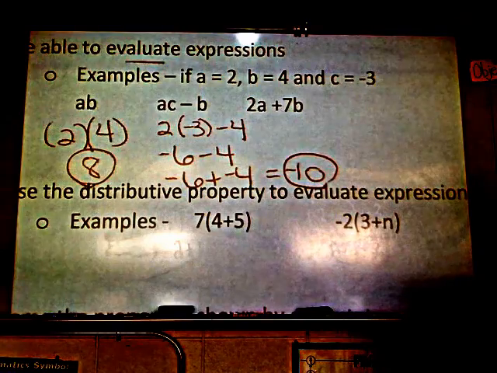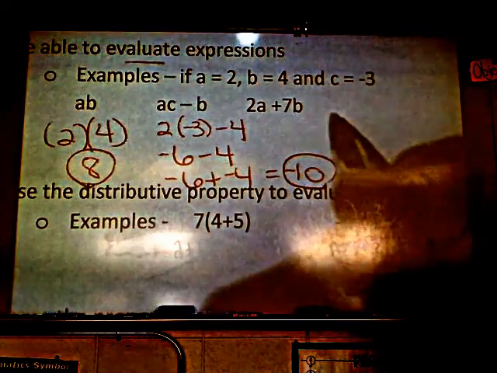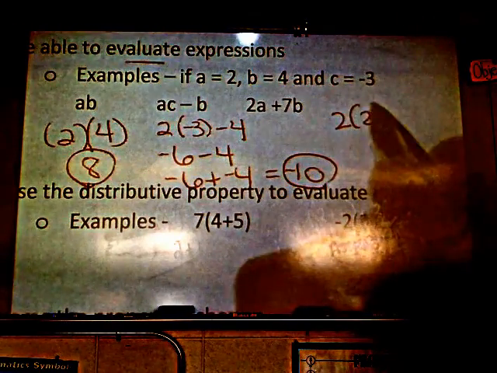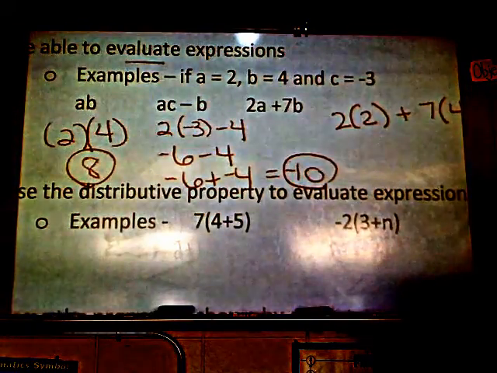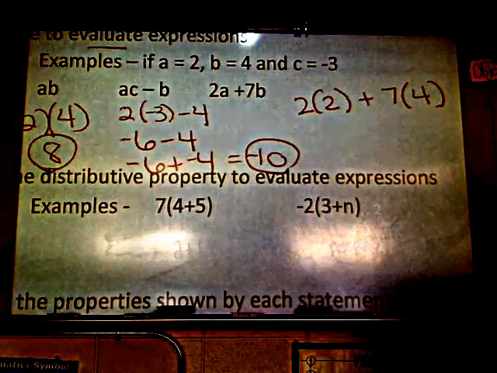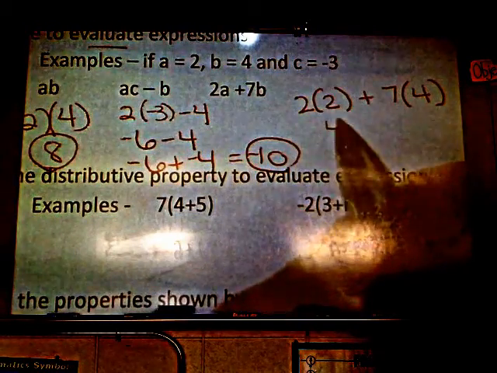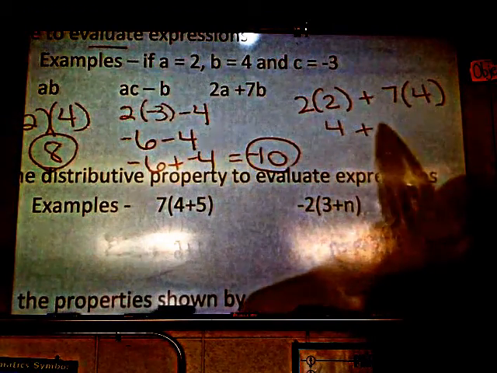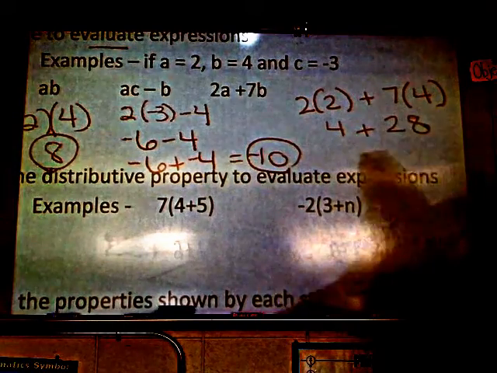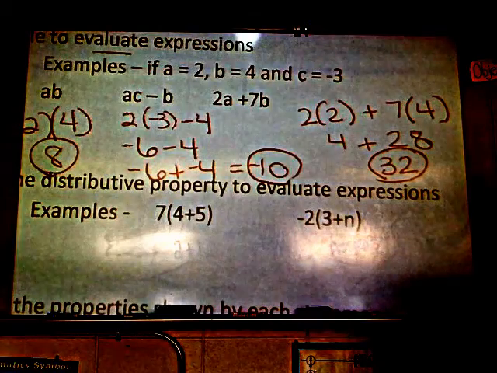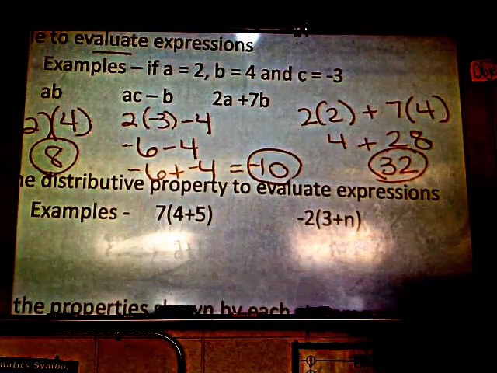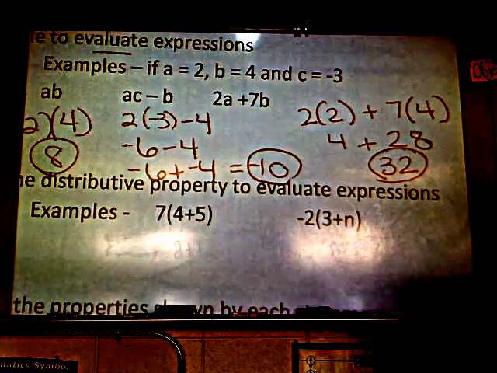Looking at the last one, you've got 2A plus 7B. So 2 times 2 plus 7 times 4, again plugging in the values of those variables. 2 times 2 is 4, plus 7 times 4 would be 28, and the answer is 32 when we add. So again, that's looking at examples of evaluating expressions, which is your first skill.